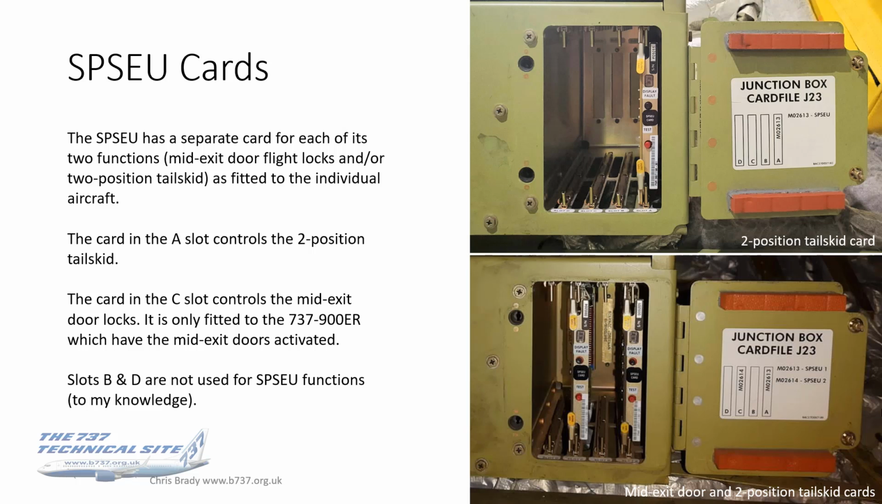Slots B and D are not used for SPSEU functions as far as I know. I would imagine if they are used for anything, it will probably be for things on the military versions of the 737. But I don't know. I genuinely don't know.